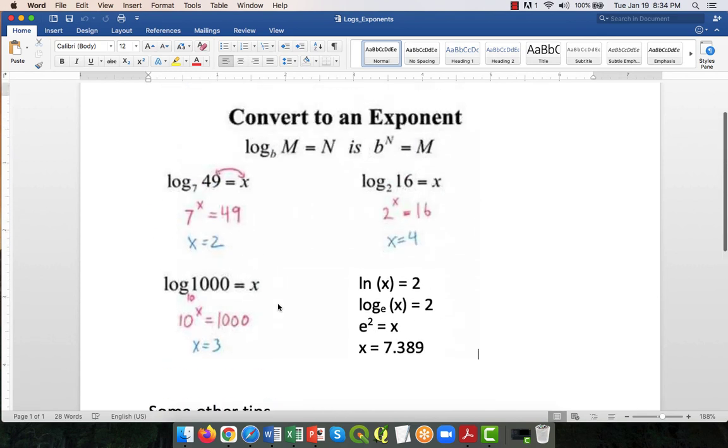So I hope that was helpful to you. And this was your tutorial on logs and exponents.